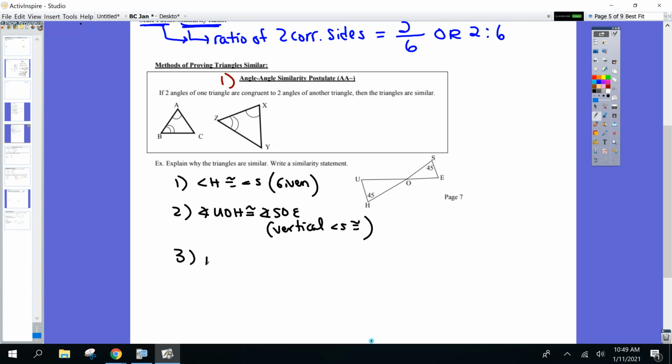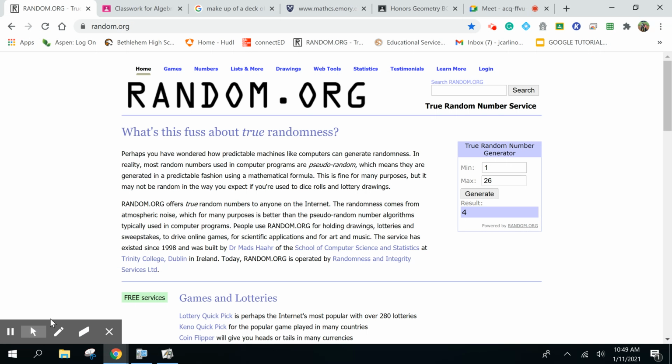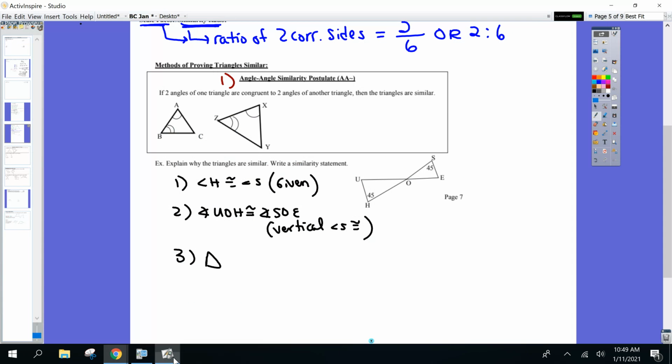Somebody give me a similarity statement now. I proved two pairs of angles congruent. That's enough to say the triangles are similar. Give me a nice similarity statement now. Sean, give me a similarity statement. Triangle UOH is similar to triangle EOS. All right, I'm good with that.